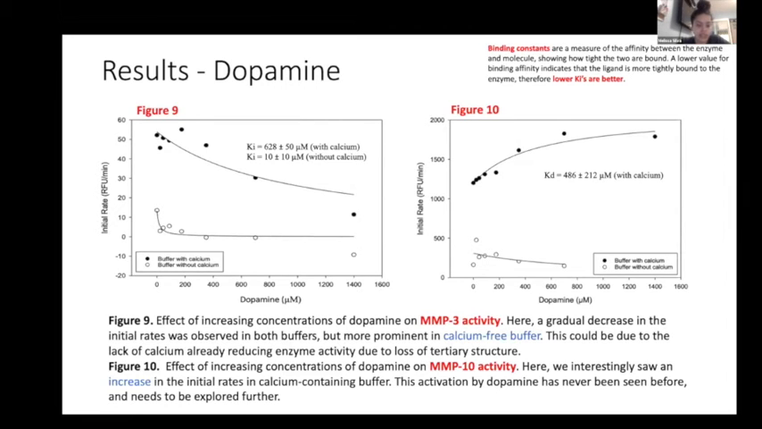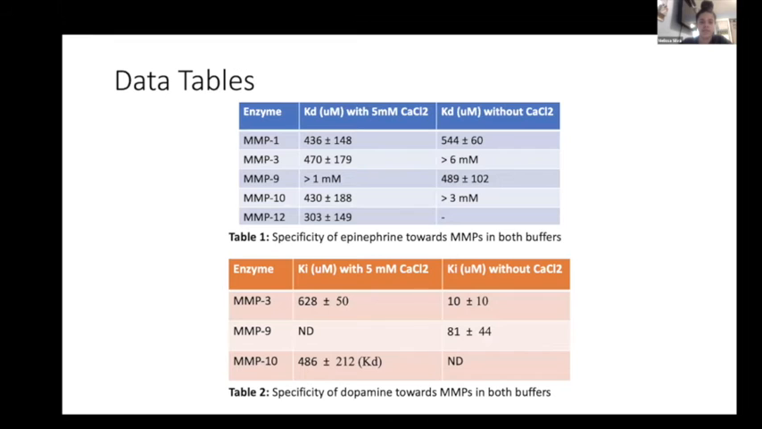Then in figure 10, we see the effect of increasing concentrations of dopamine on MMP10, where we interestingly saw an increase in the initial rates in calcium-containing buffer. This activation by dopamine has never been seen before and needs to be explored further. So this is all the data that I obtained.